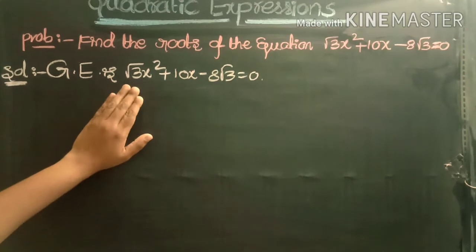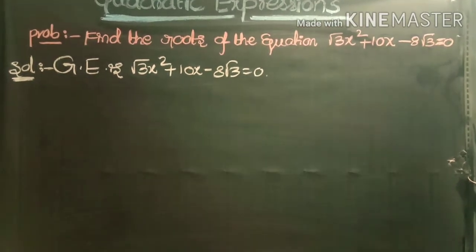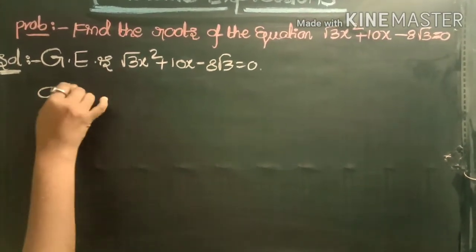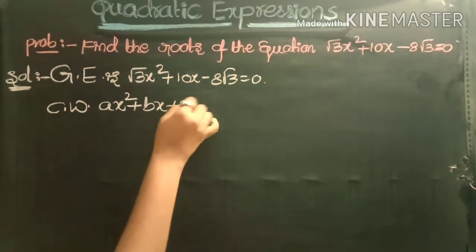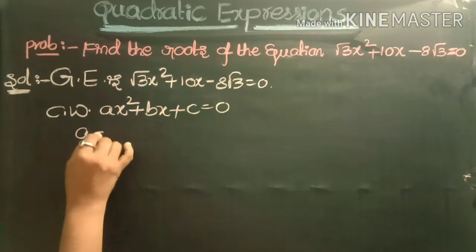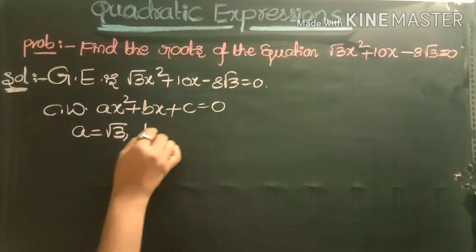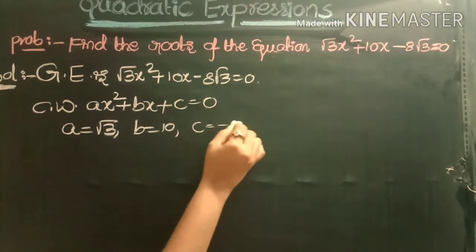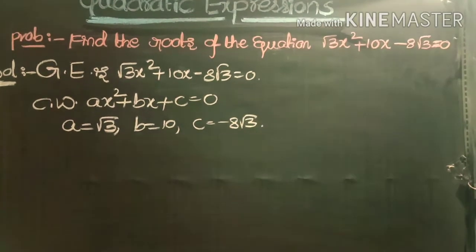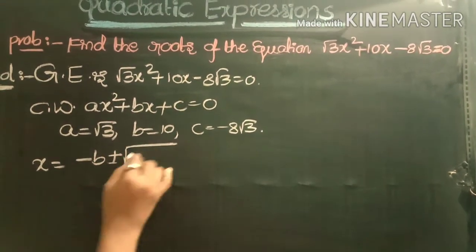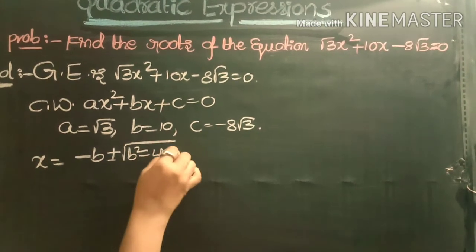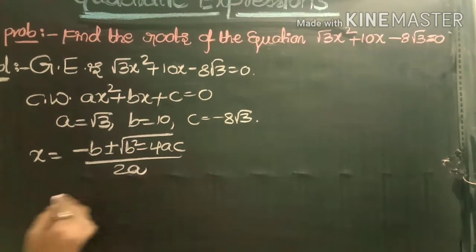So here we use the formula to find the roots of the equation. First we compare this equation with ax square plus bx plus c is equals to 0. Then the values of a, b, c are: a is equal to root 3, b is equals to 10, and the value of c is equals to minus 8 root 3. And the formula is x is equals to minus b plus or minus square root of b square minus 4ac by 2a. Now replacing the values here.